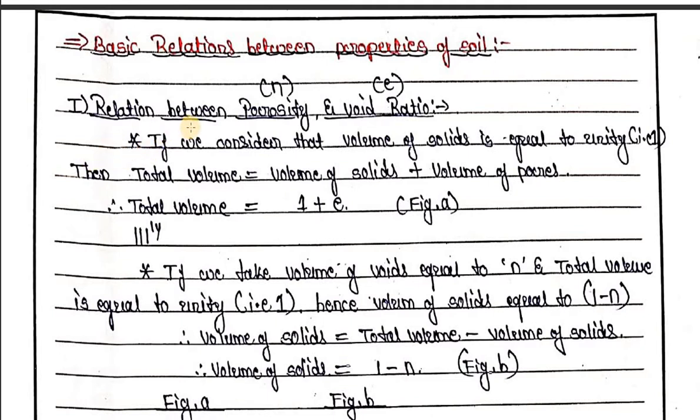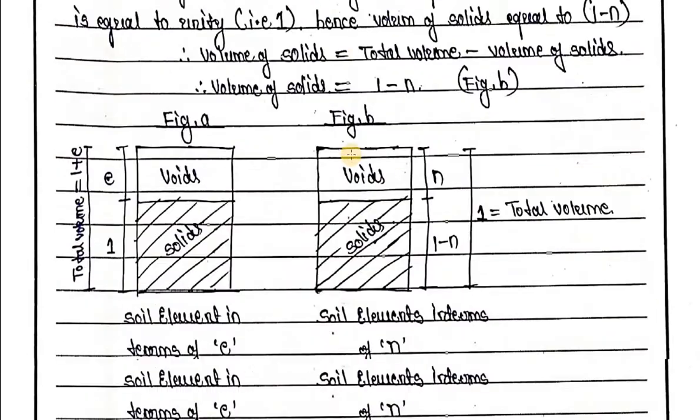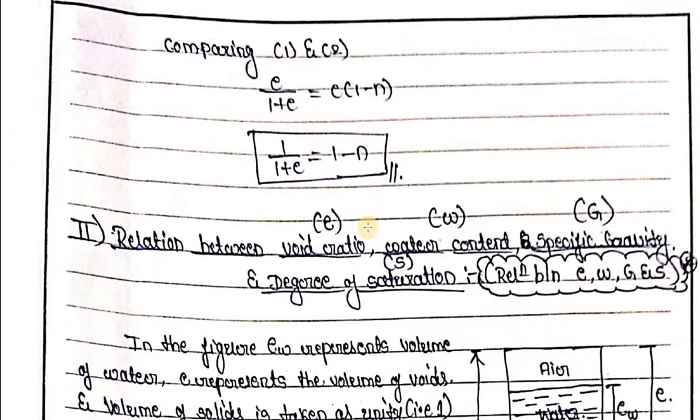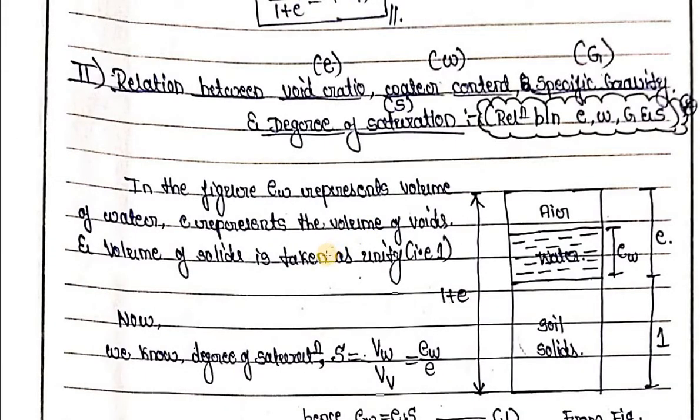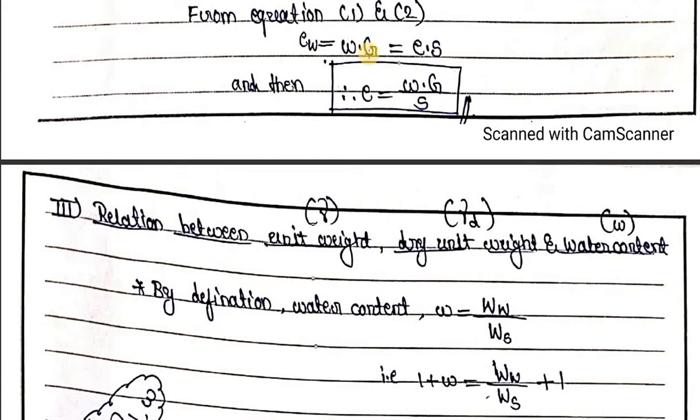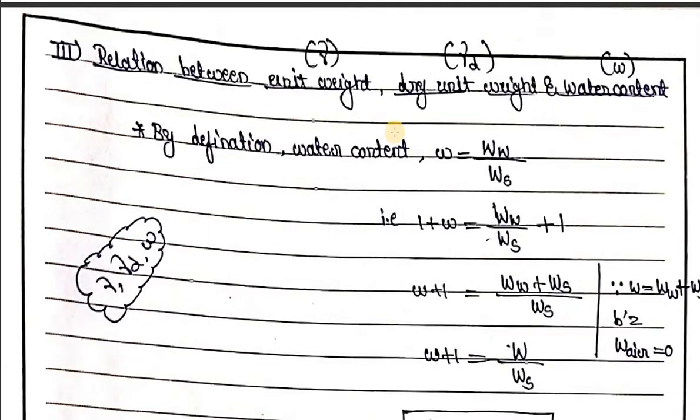In that, the relation between porosity and void ratio we have found, and this is the formula we arrived at in the end. Similarly, the relation between e, the void ratio, small w, the water content, capital G, the specific gravity, and S, the degree of saturation. We found the relation between e, w, G and S, and finally arrived at this particular equation.